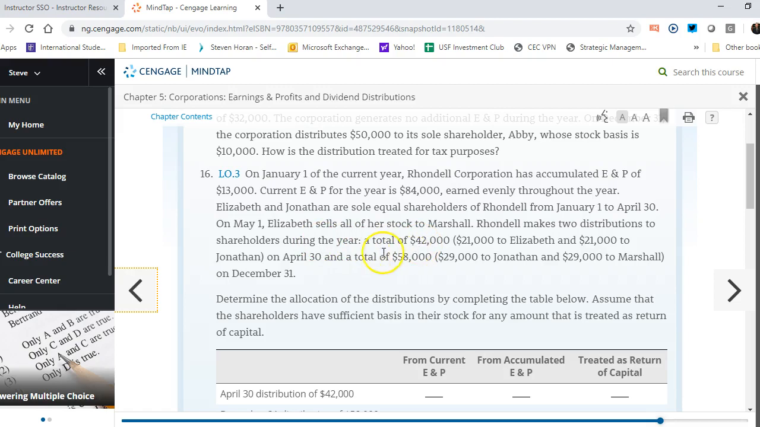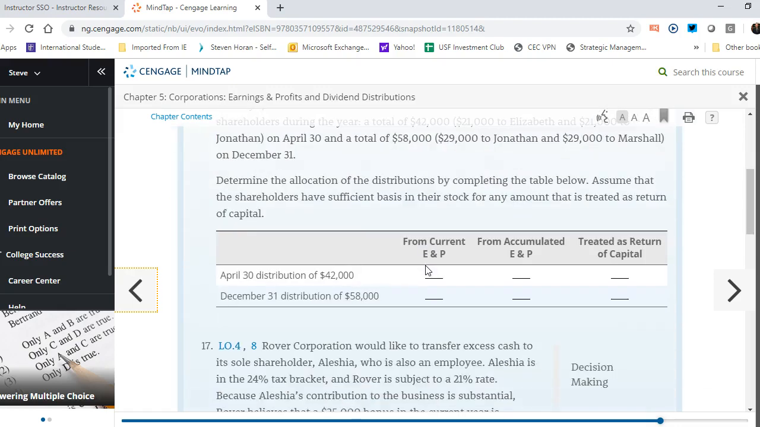$42,000 on April 30, basically the last day that Elizabeth owned the stock, and then another distribution at the end of the year on December 31 of $58,000 to Jonathan and the new owner, Marshall. So the question in this situation is we have to allocate the distributions. As we do each distribution, we have to figure out how much came from current E&P, how much came from accumulated E&P, and then how much would be treated, if any, as return on capital.